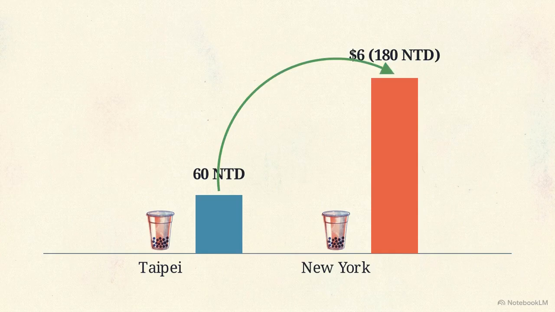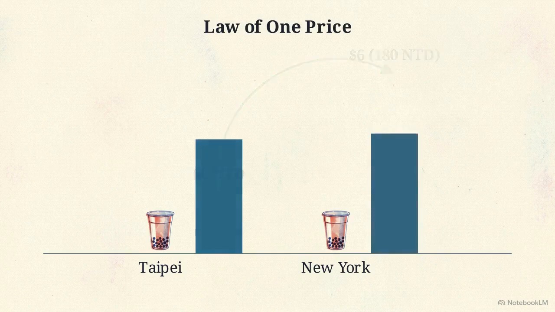If things are cheaper in one place, people naturally want to buy them there and sell them where they are expensive. Economists call this the law of one price. In a perfect world without shipping costs, those 2 bar charts would be forced to equalize at the same height.